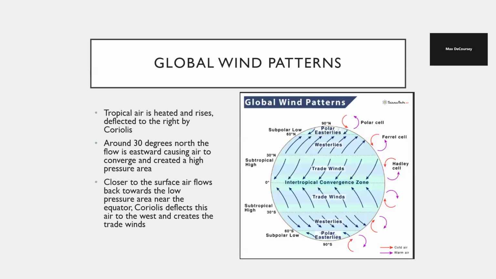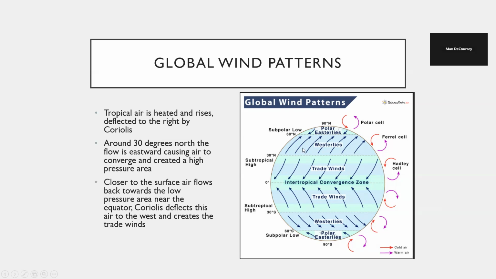Global wind patterns. This isn't super important to know. I just put this in here because it's interesting. But how this basically works is as the Earth heats up, this air along the equator becomes less dense, and it rises, and then it's deflected to the right by the Coriolis effect.